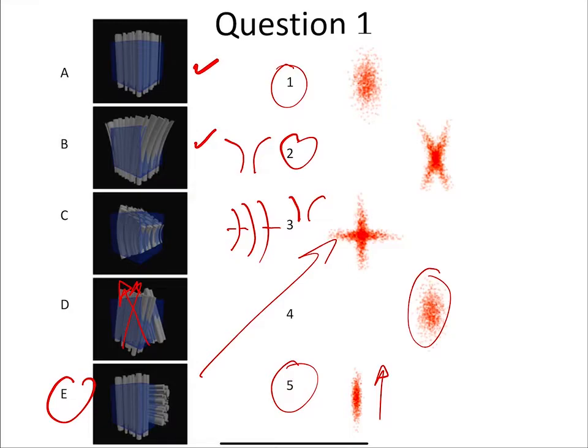Okay? Question: are any of these kissing fibers? Kissing fibers. No, kissing fibers would be like this. Well, the bending is close, but not quite. So kissing fibers would be like that. That's the kissing fiber. Okay. Good question.